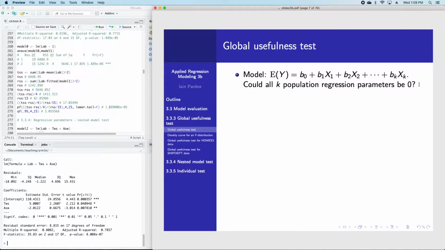And the question that we're asking is, is it possible that all k population regression parameters, B1 up to Bk, could all be 0? What would that imply if they were all 0? If all of these B1, B2 up to Bk are 0, this part of the model would just go away, and we'd be left with the expected value of y being just a constant. So none of the predictors would be helpful in helping us predict y.